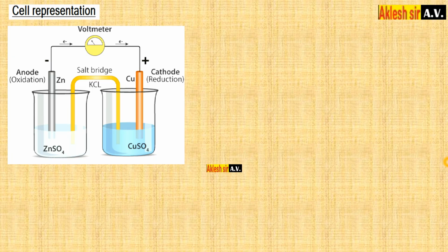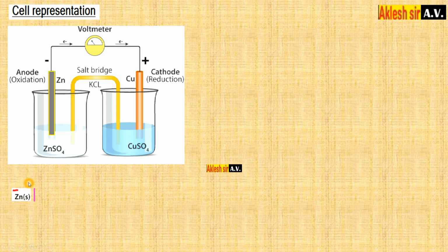Next, cell representation. What is the meaning of cell representation? It shows how the different apparatus of the Daniell cell are connected to each other. So here this is the diagram. First, here you can see the zinc rod, which is the negative electrode, and it is dipped in what solution?